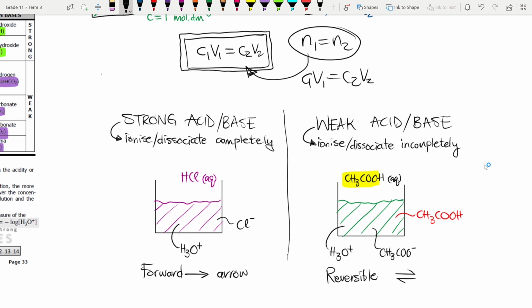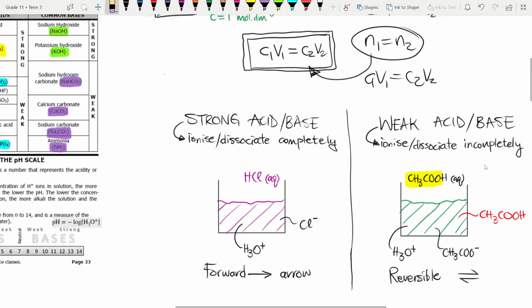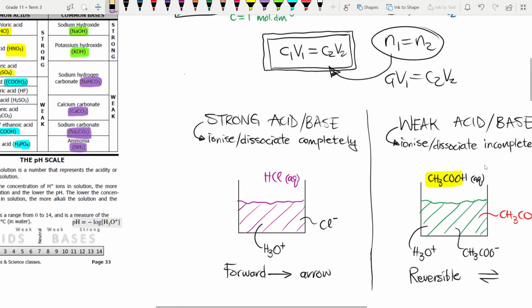Okay, that's quite important, because sometimes they'll test you, they'll say, show us how CH3COOH dissociates. And if you forget that it's a weak acid, then you might use one forward arrow, which will be wrong. You have to use a double arrow or reversible arrow to show that it's gonna ionize incompletely.